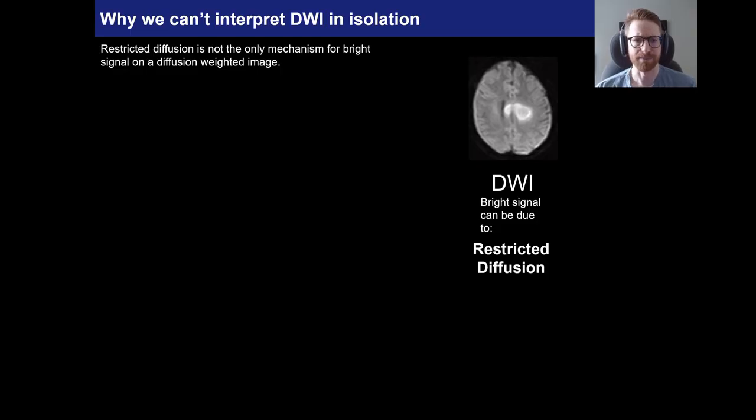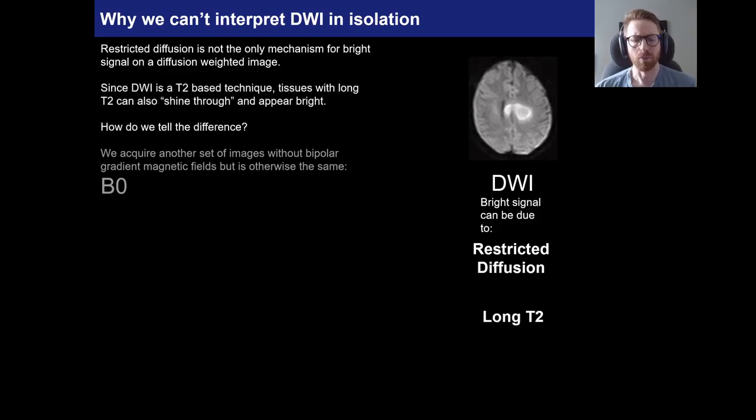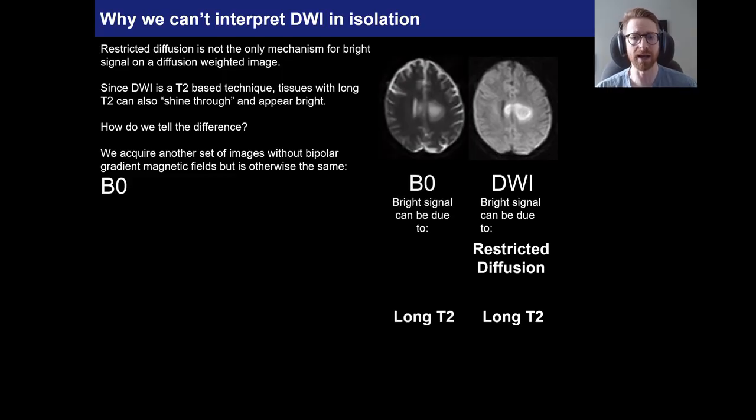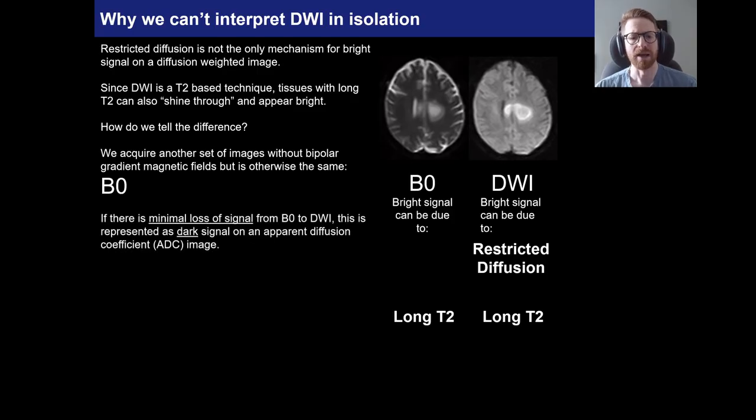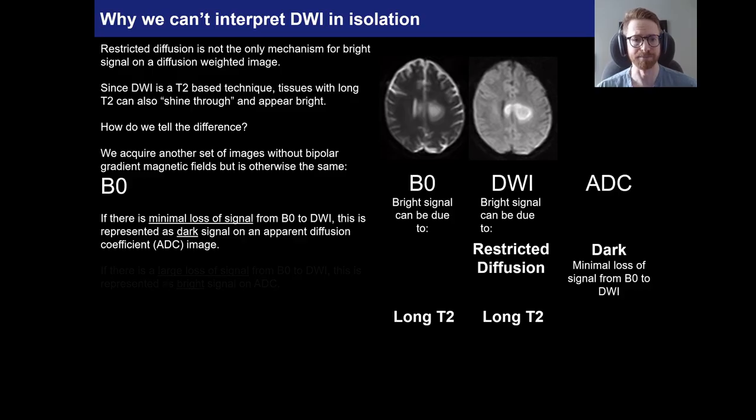Let's consider this case. We know that when we see white signal on a diffusion weighted image, it doesn't have to represent restricted diffusion. It could also represent tissues that have a long T2, aka T2 shine through. To tell them apart, we have to acquire another set of images, the B0, which is the same as DWI, except we just leave out the bipolar gradient magnetic fields. If there's minimal loss of signal from B0 to DWI, that's going to be black on the ADC image, and that represents restricted diffusion, like we saw in the last case.